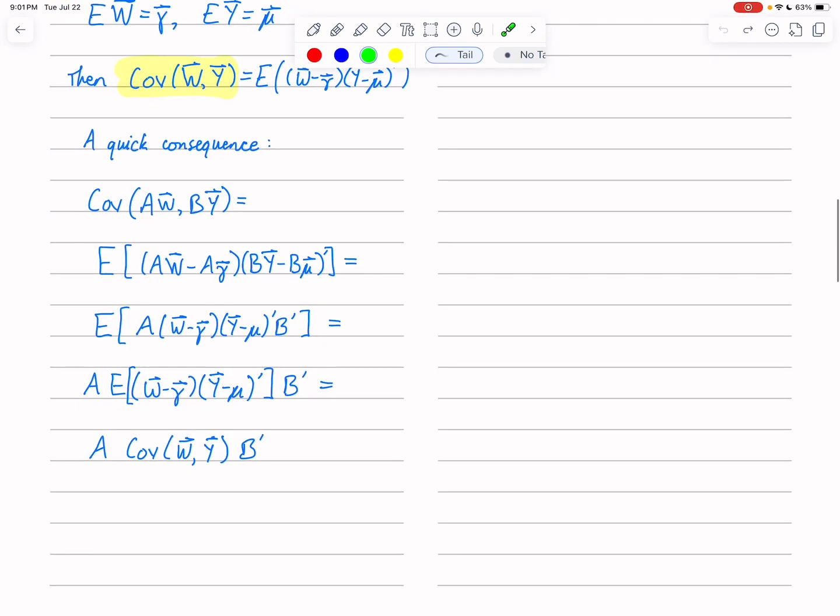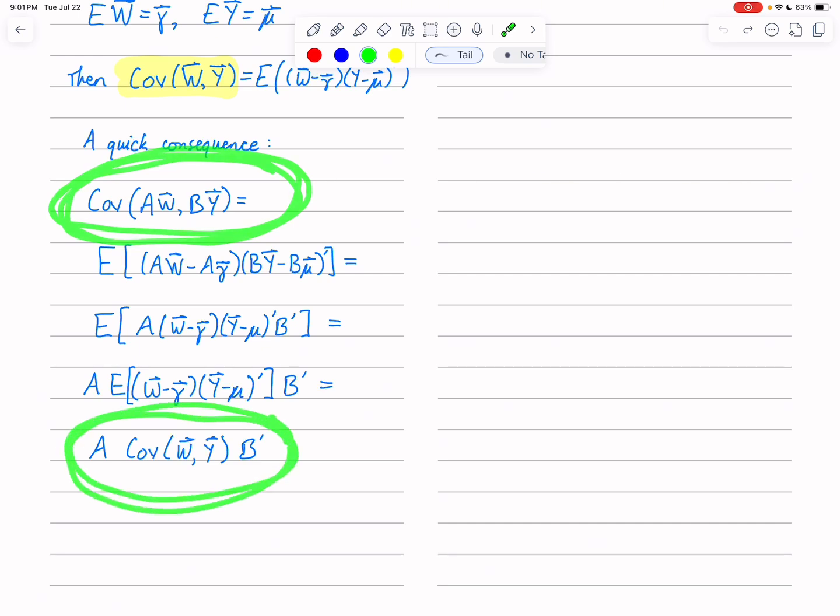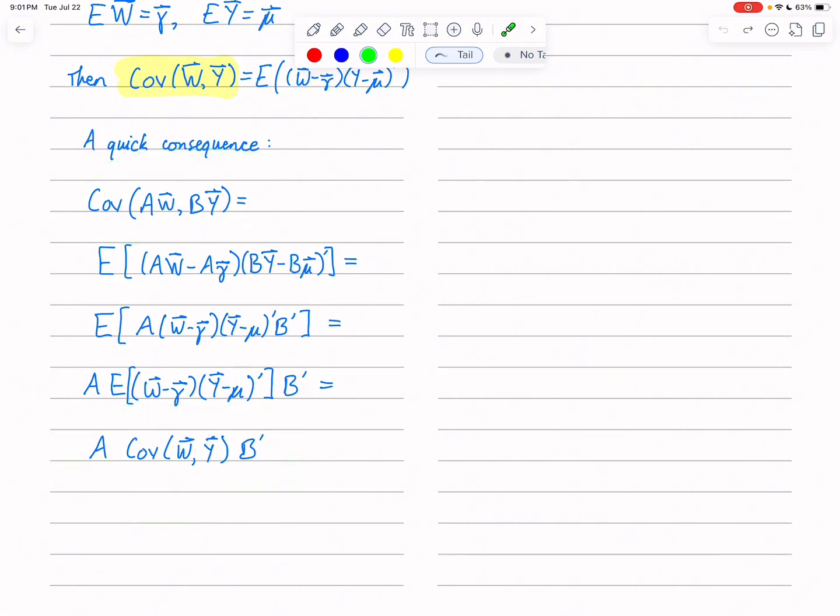Now, I'm going to mention that a quick consequence of all of these definitions is that we can take the covariance of AW and BY and show that it is equal to A covariance of W and Y times B prime, B transpose. Okay, let's work that out real quick.